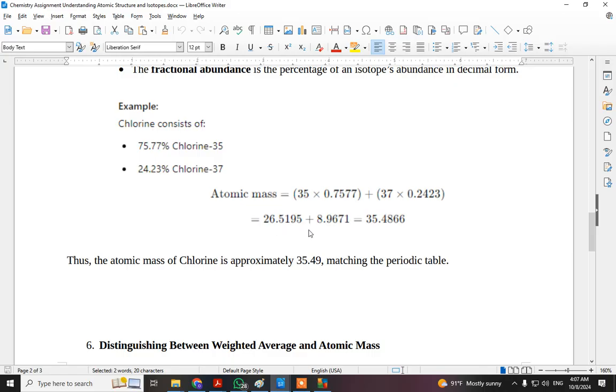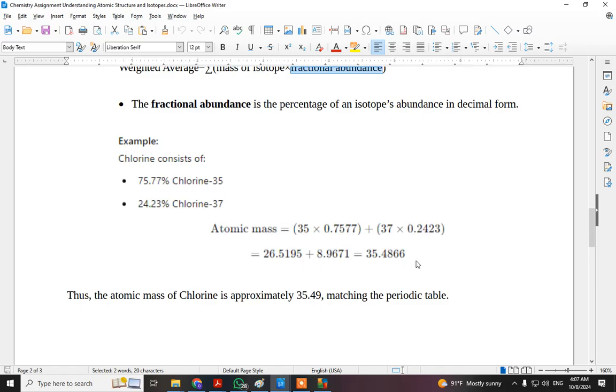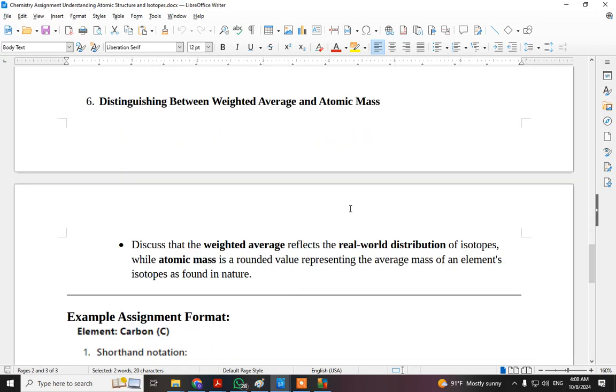Multiply it, add the products, and you get yourself the weighted average. This is expressed in atomic mass units. Great. Lastly, distinguish between weighted average and atomic mass.